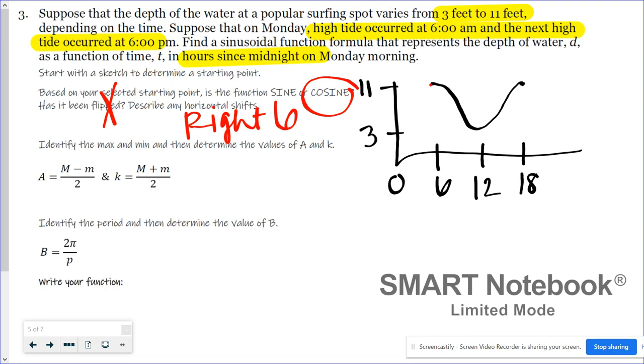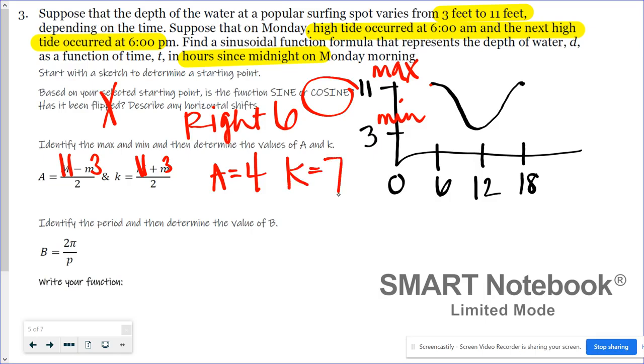For the amplitude and midline, remember, I know the max was 11 and the min was 3. So I can use these in my amplitude and midline formulas. My amplitude would be 8 over 2, that's 4, and my midline would be 14 over 2, and that's 7. When it comes to the period, they told us it went from high tide to high tide, from 6 a.m. to 6 p.m.